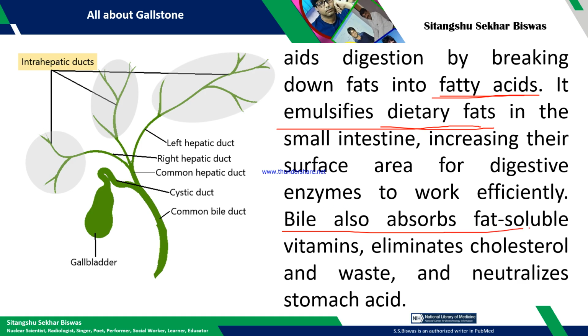Also this bile helps absorb the fat soluble vitamins, which are A, D, E, K, and eliminates cholesterol and other waste from our body. And it also neutralizes the stomach acid. The gastric glands produce peptic acid and HCl, and that will be neutralized. This bile is slightly alkaline, and it neutralizes the stomach acids.